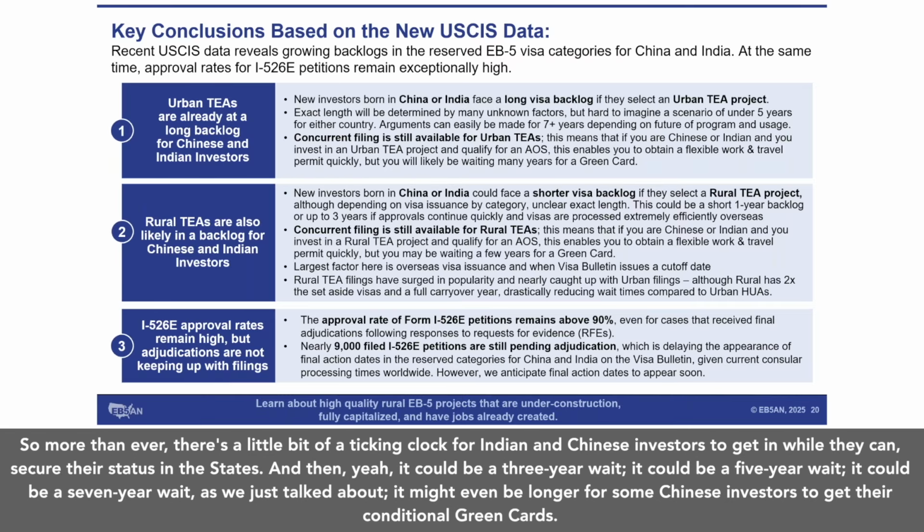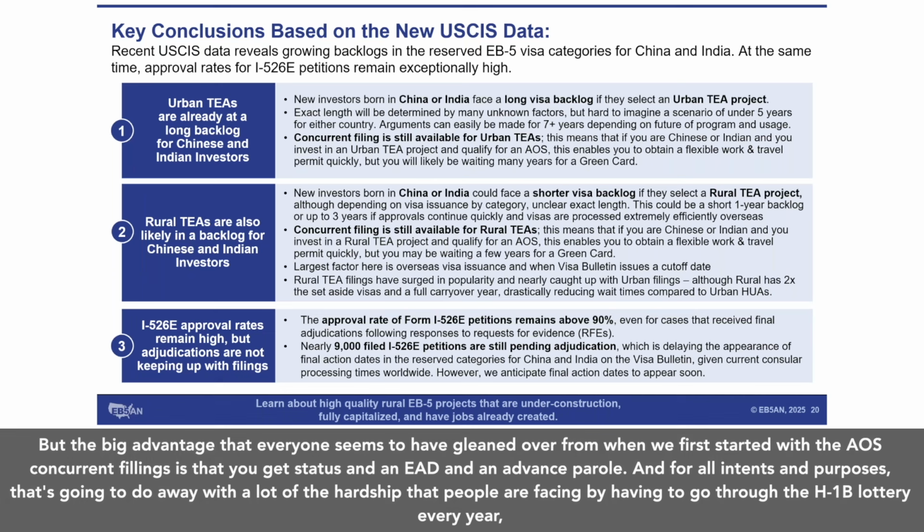So more than ever, there's a ticking clock for Indian and Chinese investors to get in while they can and secure their status in the States. Then it could be a 3-year wait, a 5-year wait, or a 7-year wait, as we just talked about. It might even be longer for some Chinese investors to get their conditional green cards. But the big advantage that everyone seems to have glossed over from when we first started with the AOS concurrent filings is that you get status, an EAD, and advance parole.